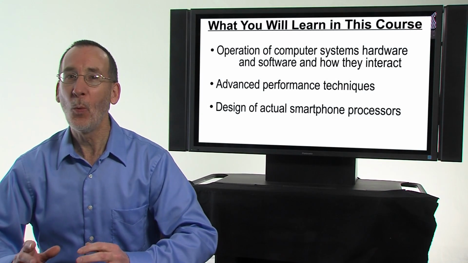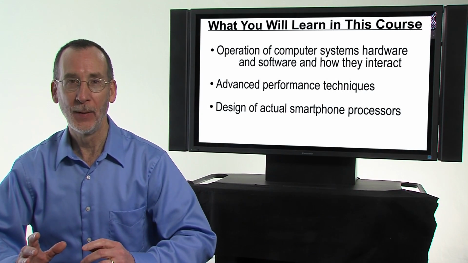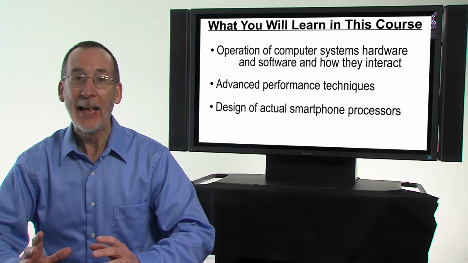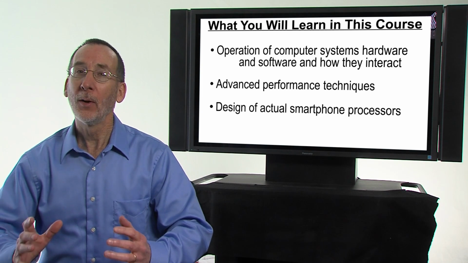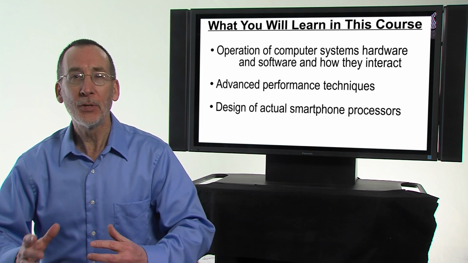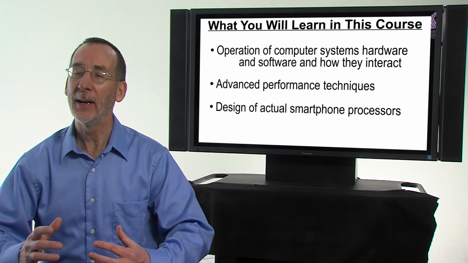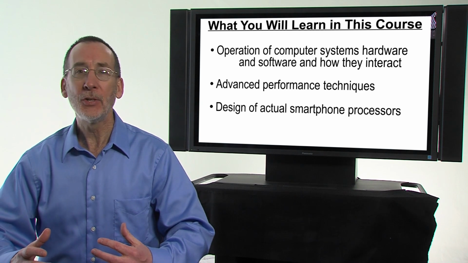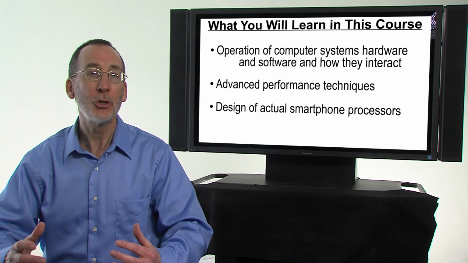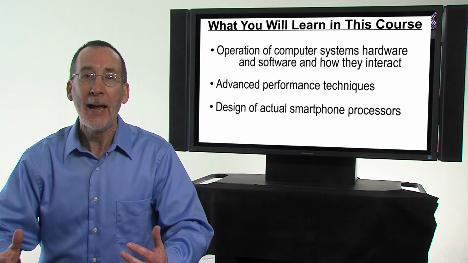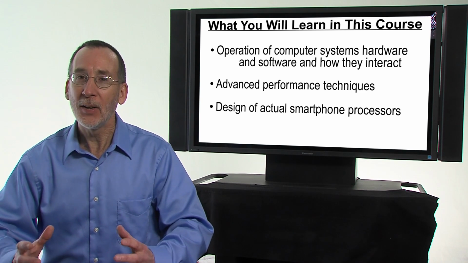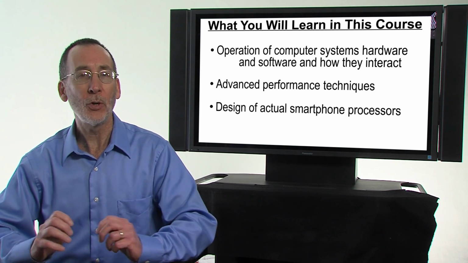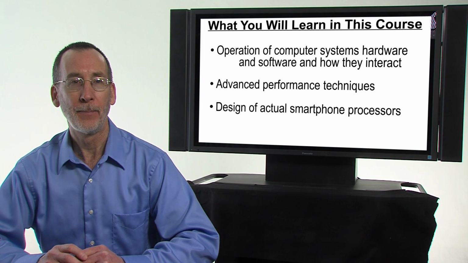Now let's discuss what you're going to learn in this course. So the course is broken up into three big chunks. And in the first part, we're going to learn the operation of computer systems hardware and software and how they interact. Now we're going to learn everything from transistors to logic gates to the way computers are organized to instructions to software. And very importantly, we're going to discuss how the hardware and software interact, how they come together in what's called the instruction set architecture.